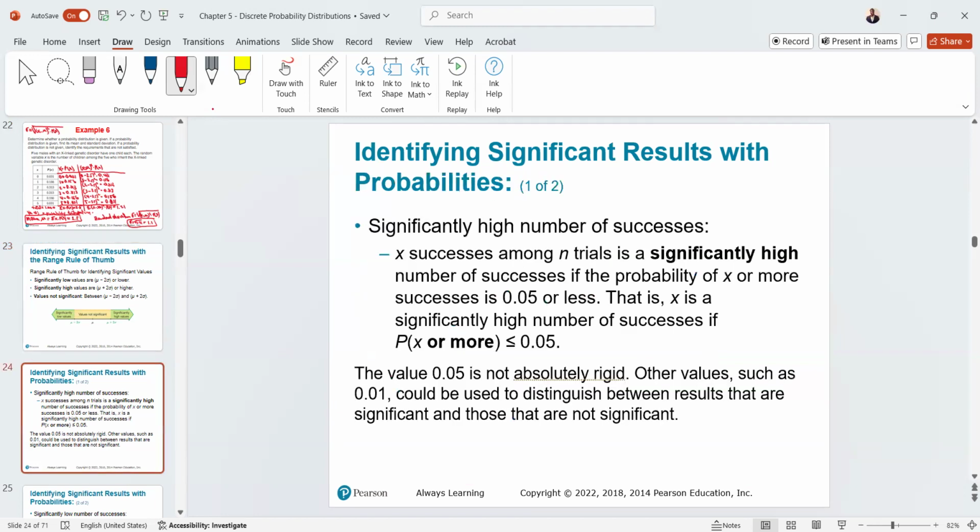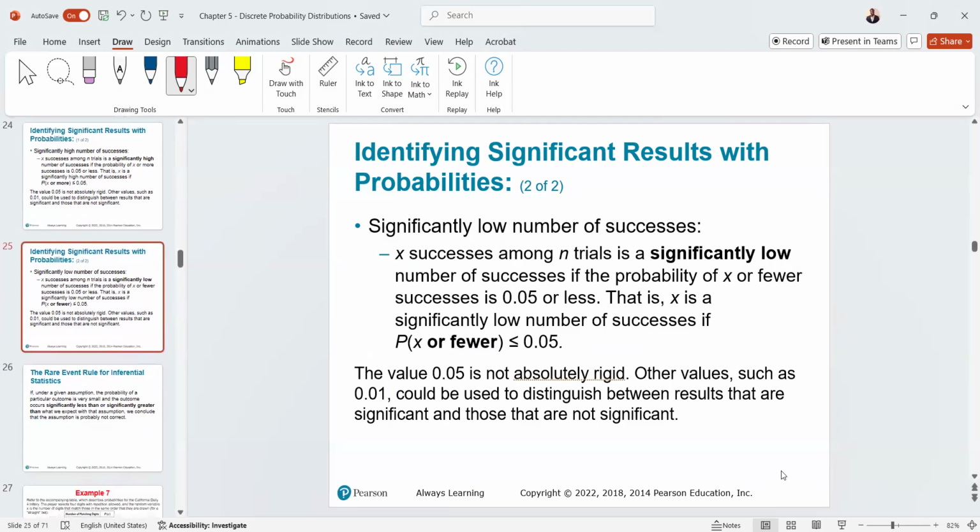That means it's neither. But we also said X successes among N trials is a significantly high number of successes if the probability of X or more successes is 5% or less. The value 0.05 is not absolute. Other values such as 0.01 could be used to distinguish between these results. So make sure that's something we can verify as well.